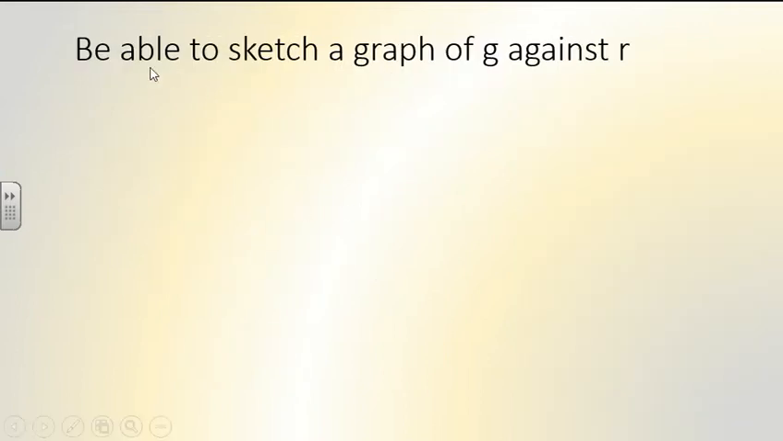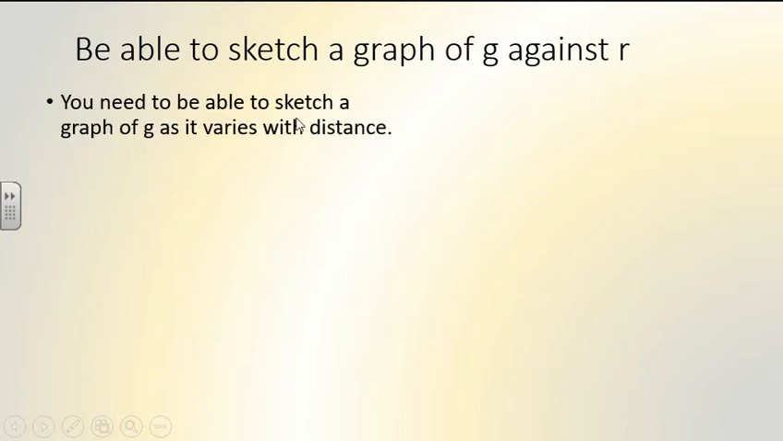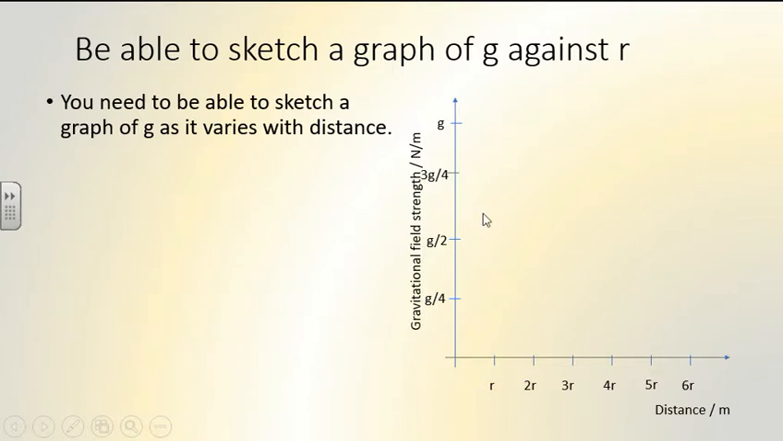The last skill you need is to sketch a graph of gravitational field strength against radius, to know how g varies with distance from the centre of the Earth. So, gravitational field strength on this axis, distance on this axis. It's only a sketch, so we want to keep this as general as possible. R is your initial distance, normally the surface of a planet. g would be the field strength on that planet. As you go above that planet, this is going to decrease.